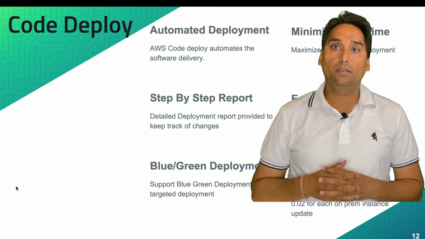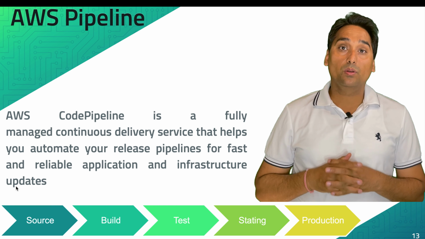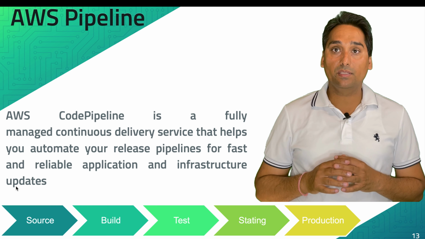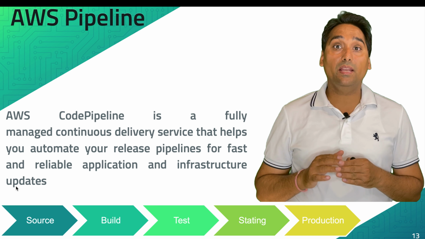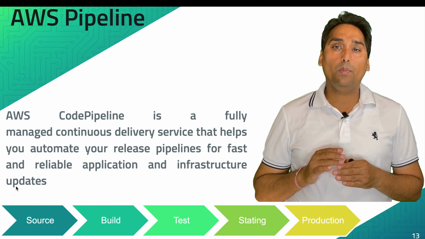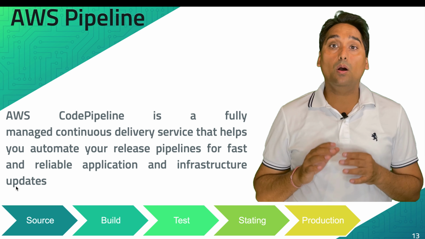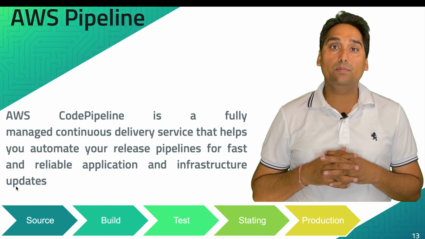Now let's take a look at the AWS Code Pipeline service. So AWS Code Pipeline is a fully managed continuous delivery service that helps you automate your release pipeline for fast and reliable application and infrastructure updates. Code Pipeline automates the build, test, and deploy phases of your release process every time there is a code change, based on the release model you define.